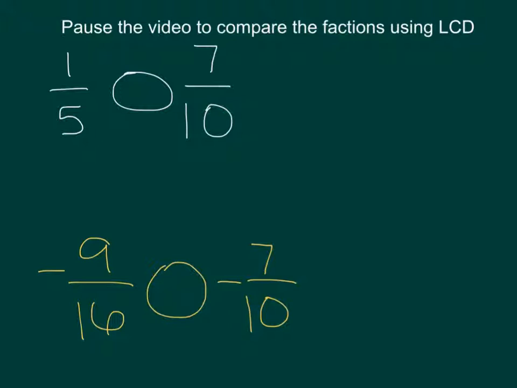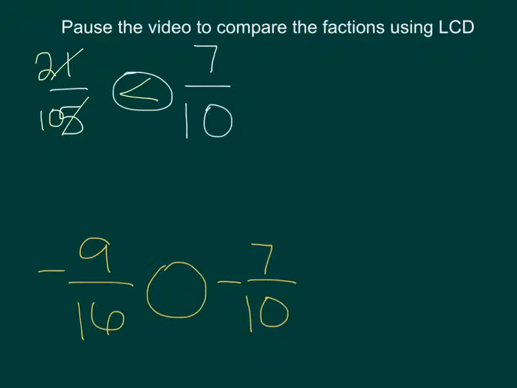So for the first example, we have 1/5 and 7/10. Sometimes you do not have to change both denominators. You can sometimes just change one and get it to what the other one is. So in this case, we can change this 5 to 10, which means we can change the numerator to 2. So you can see that 7 is greater than 2.